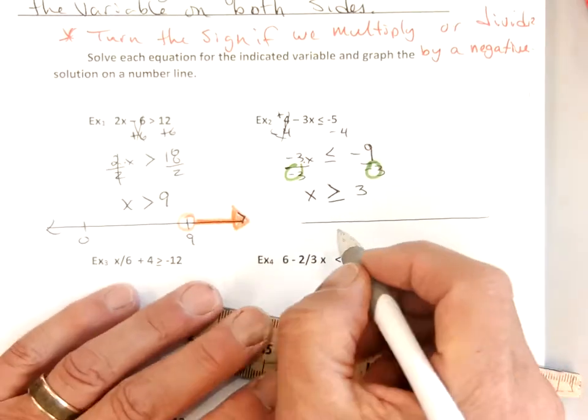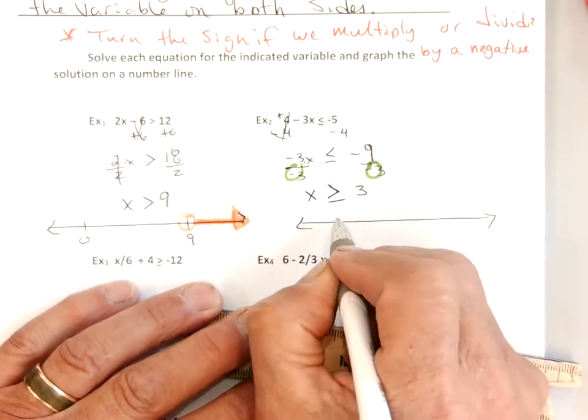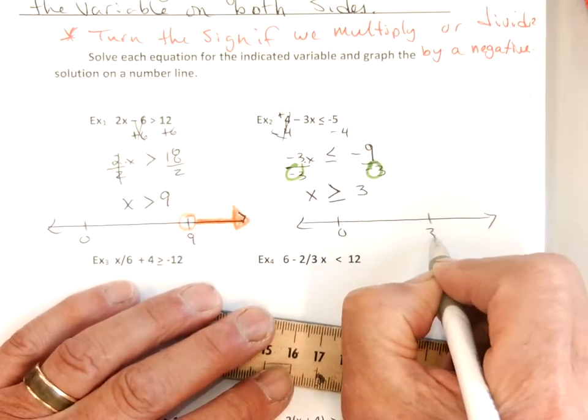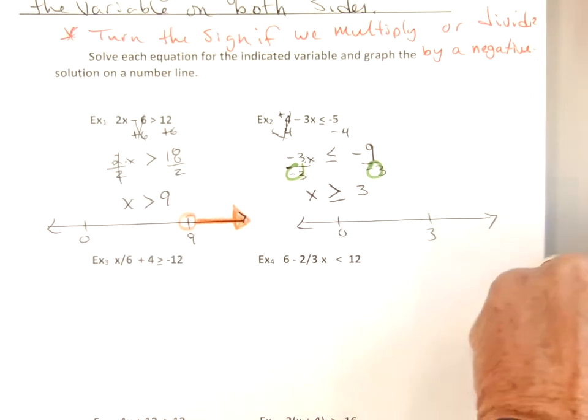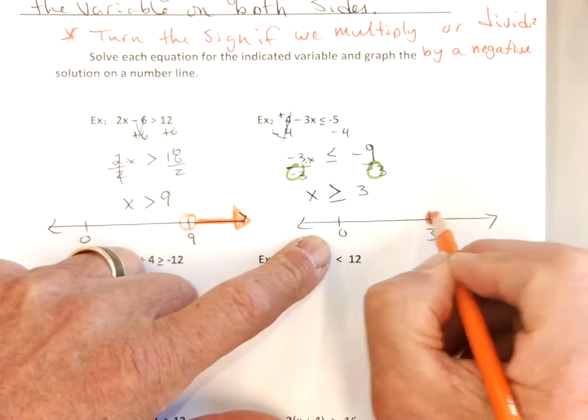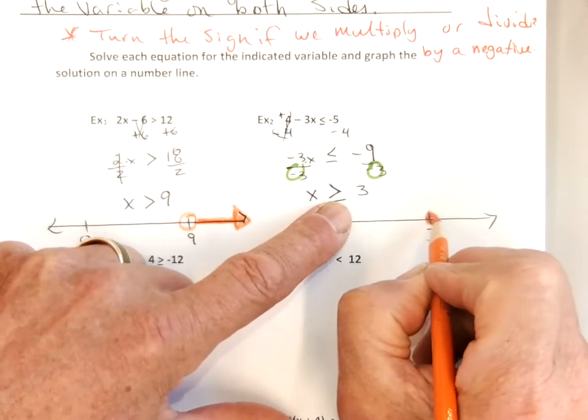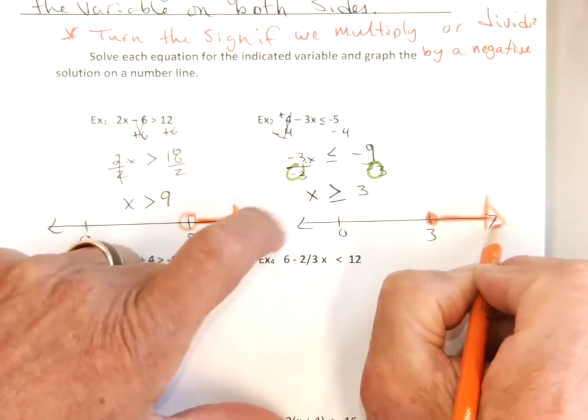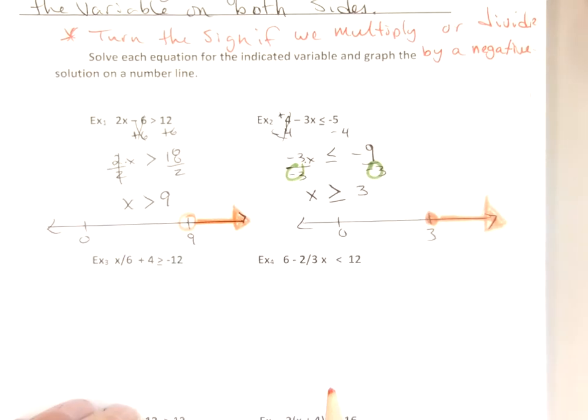My number line, 0, 3. I don't need all the numbers in between. Solid dot at 3 because it's equal to and greater than, okay? How's that? Let me see thumbs up. Awesome. Easy, right? Okay. All right.